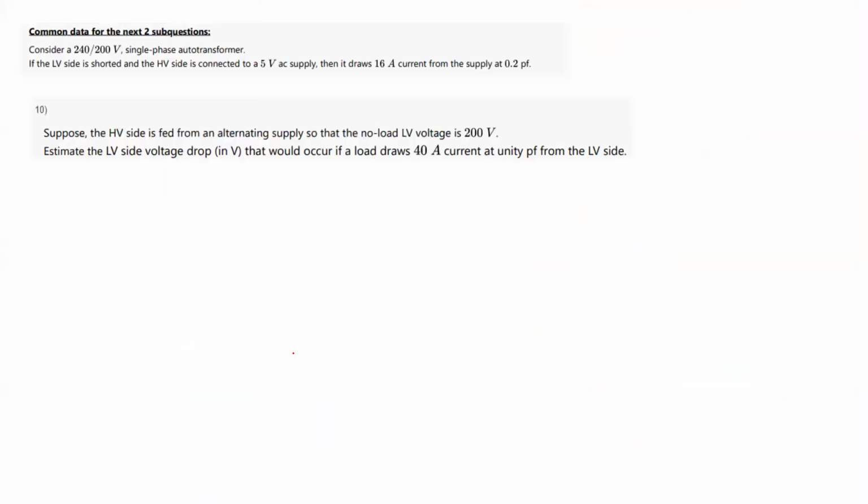Now you will be seeing some questions. Here in this question, basically this is a question on the equivalent circuit diagram. They are saying that here we have to write the equivalent circuit. Suppose in this circuit, a 240 volt 200 single phase auto transformer, if the LV side is shorted, so LV side you short, and the high voltage side is connected to the AC supply, then it draws six. Basically they are shorting, it means they are doing the short circuit test on the HV side. So you keep in mind that this current is basically ISC.